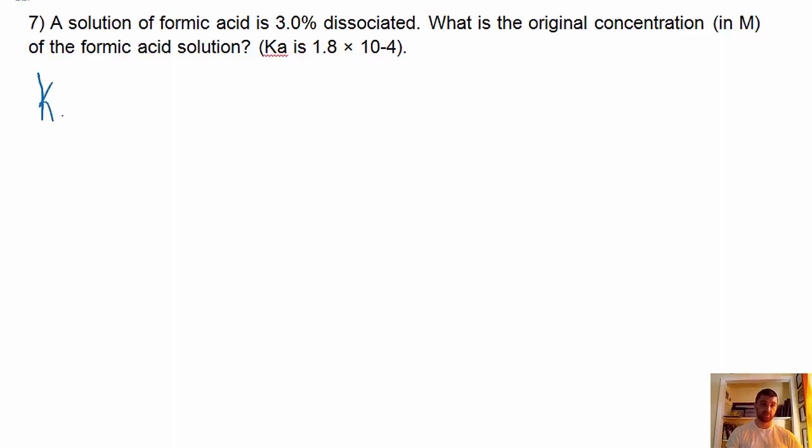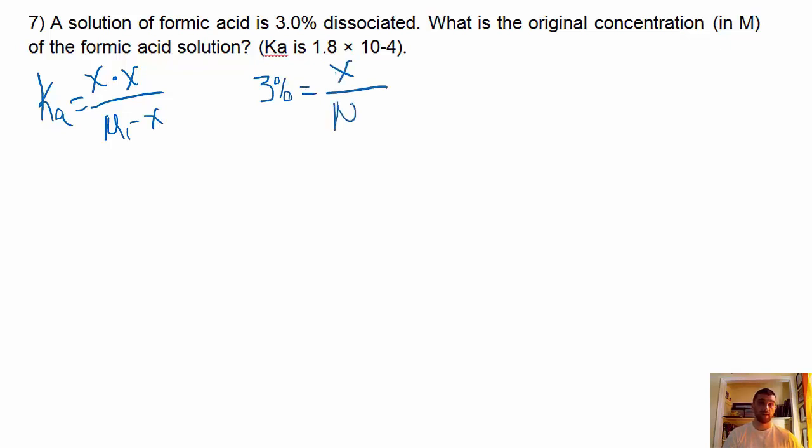So again, I'm going to jump the gun a little bit. Ka is going to equal an unknown amount of H plus times an equal unknown amount of the anion, all over the original concentration minus the amount that dissociated. Alright, so I hope we're good with that so far. We started with some amount, we don't know. A certain amount was used up to make the same amount of H plus and its anion. So that's my Ka expression. Now my percent, well, that's 3%, has to equal that unknown amount of H plus all over the amount that we started with times 100.